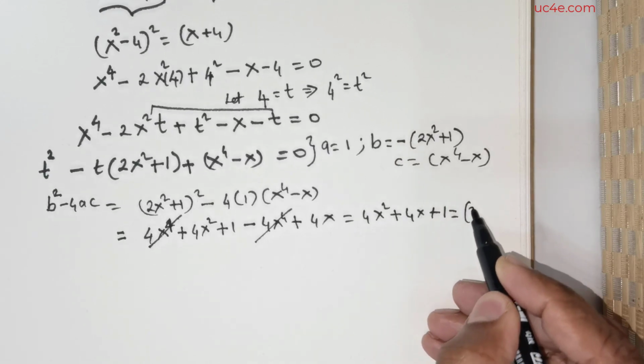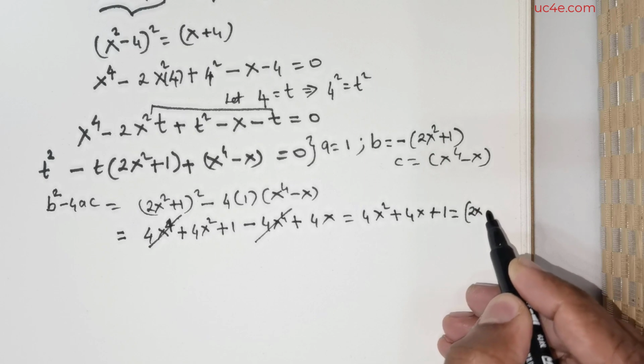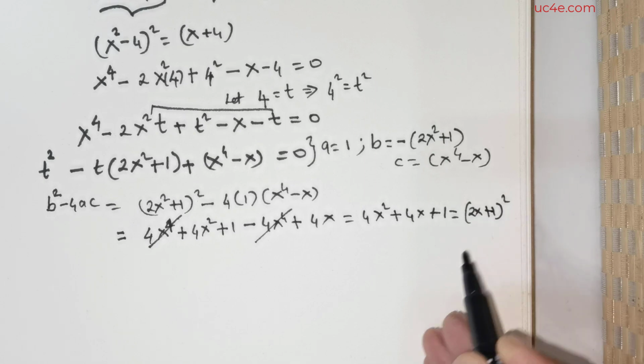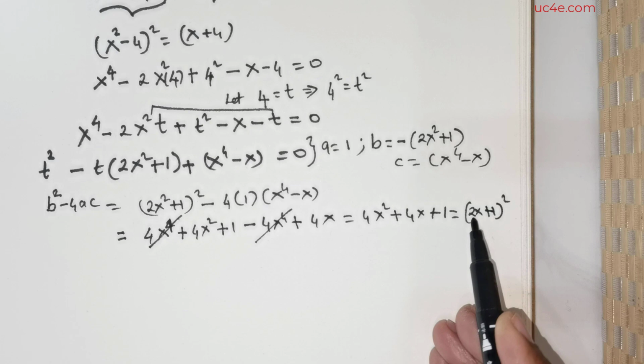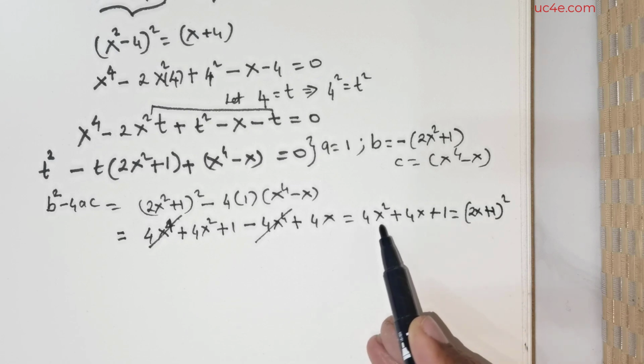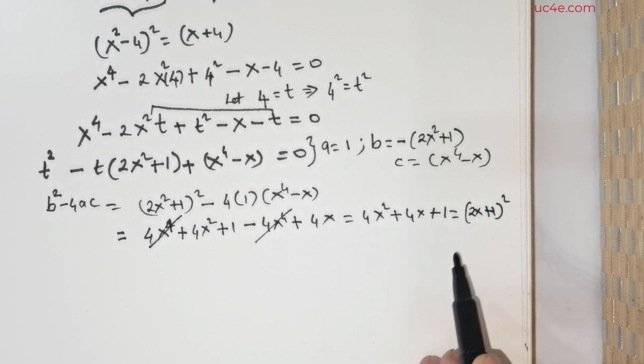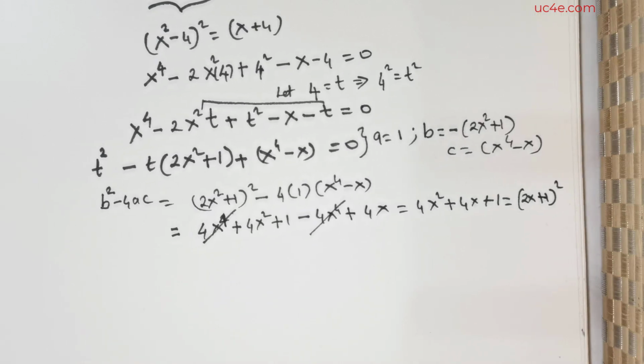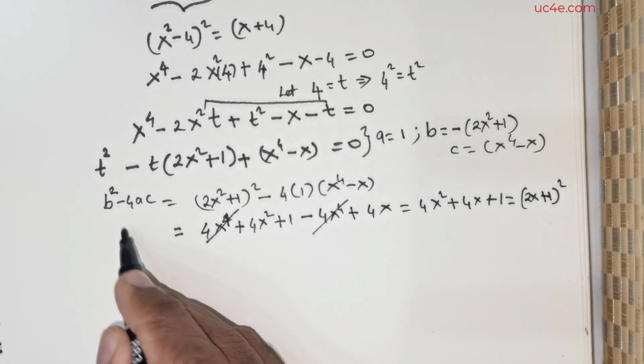This is nothing but 2 times (x + 1) raised to the power of 2. You expand this, you get the first term followed by the second term and followed by the third term. So that is b squared − 4ac. Now why did I take b squared − 4ac?